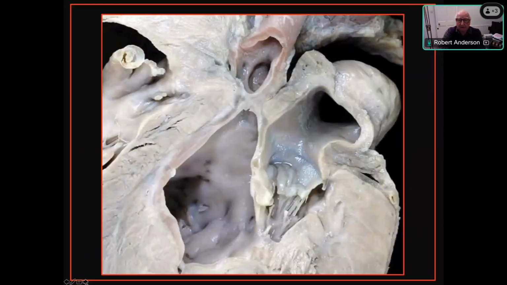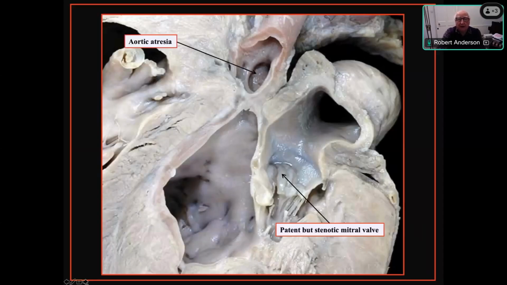So when we look at specimens that have hypoplastic left heart syndrome, and I'm sure Diane is going to demonstrate specimens like this to you, here we see the combination of a stenotic but patent mitral valve with aortic atresia, and it's flow in and out through that stenotic mitral valve that gives us the thick-walled fibroelastotic lining in the hypertrophied but hypoplastic left ventricle.